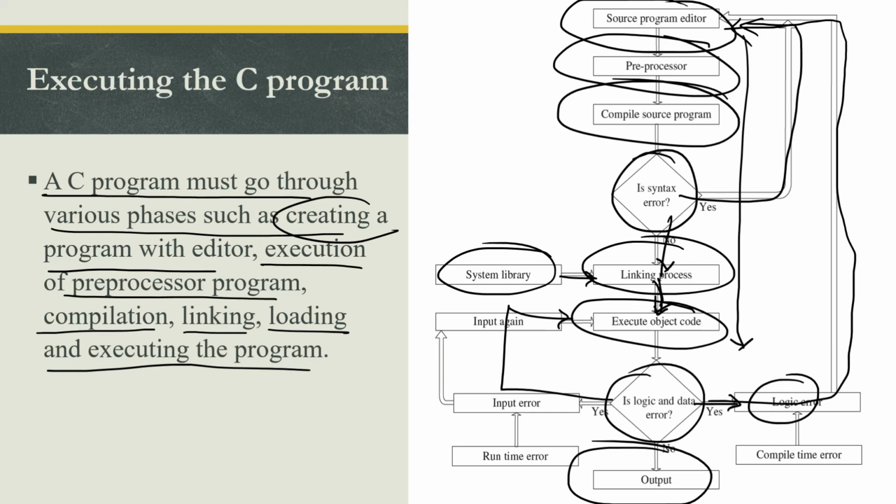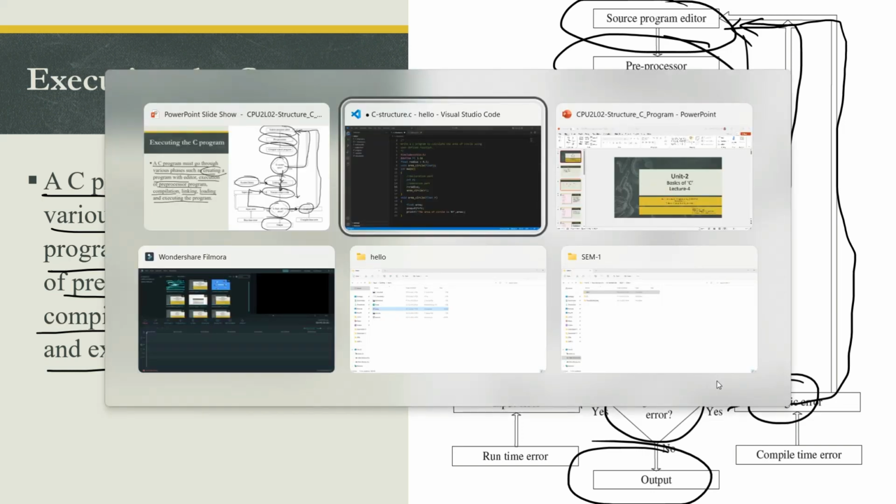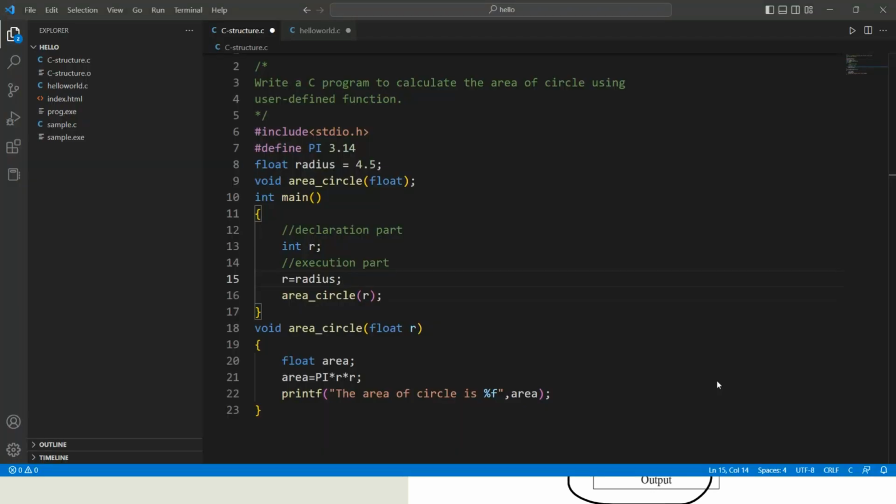Let me show you with an example. This object file, I told you, when you compile this program, the compiler will generate an object file. Then you have to link it with the system library, and then you have to generate the output file, that is executable code.